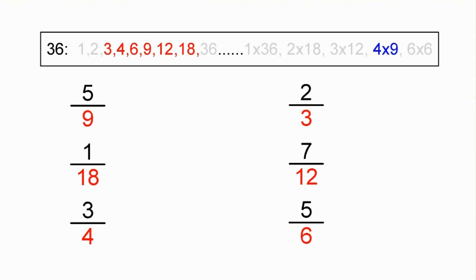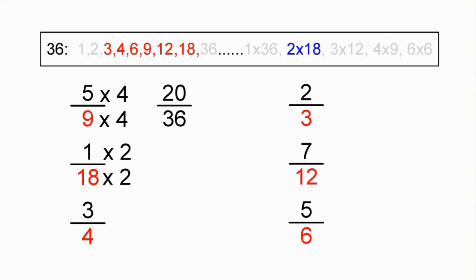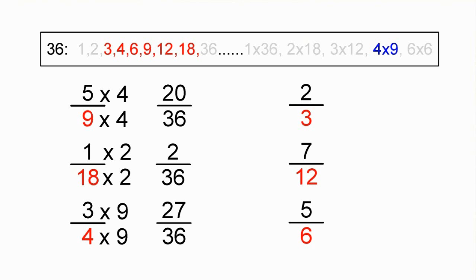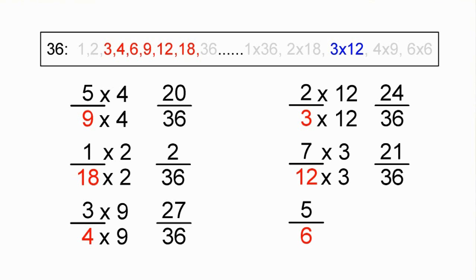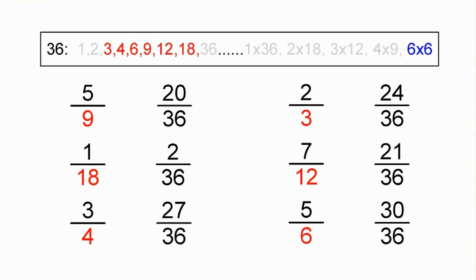I multiply 9 by 4 to get 36, so 5 times 4 is 20. 18 times 2 is 36, so 1 times 2 is 2. 4 times 9 is 36, so 3 times 9 is 27. 3 times 12 is 36, so 2 times 12 is 24. 12 times 3 is 36, so 7 times 3 is 21. 6 times 6 is 36, so 5 times 6 is 30. Now I can find the largest fraction here, which is 30/36.